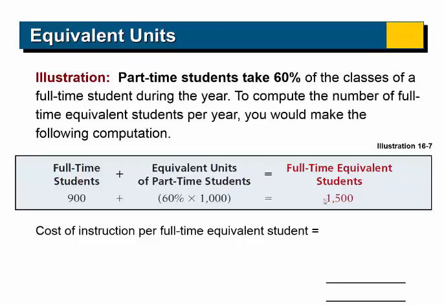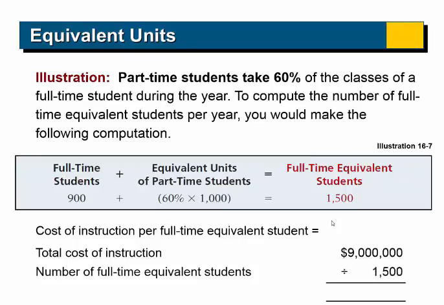So notice this is 1,500, not 1,900. It's not 900 full-time plus 1,000 part-time. We are calculating equivalent units for the part-time students and adding that to the full-time students in order to give us the full-time equivalent students. So then we could take the 9 million, divide it by these full-time equivalent students, and get $6,000 per student.